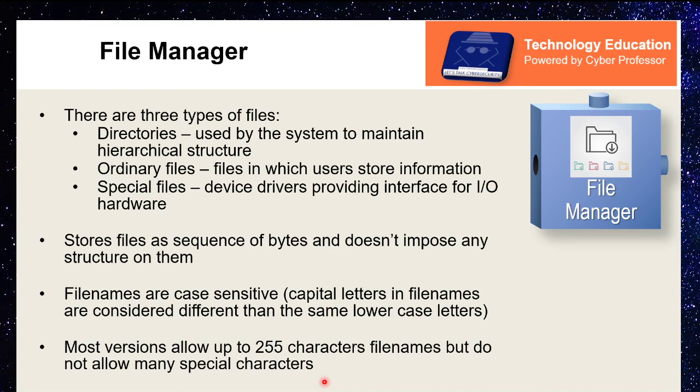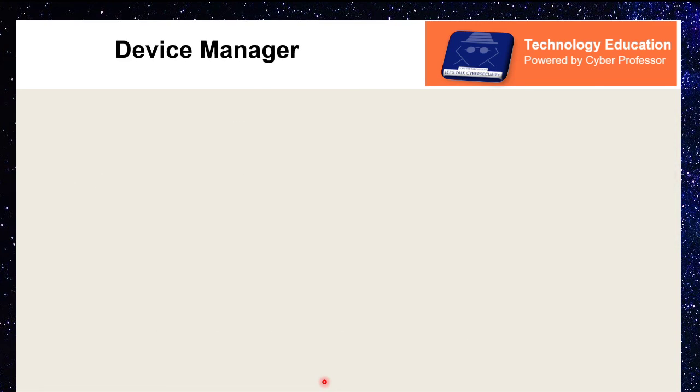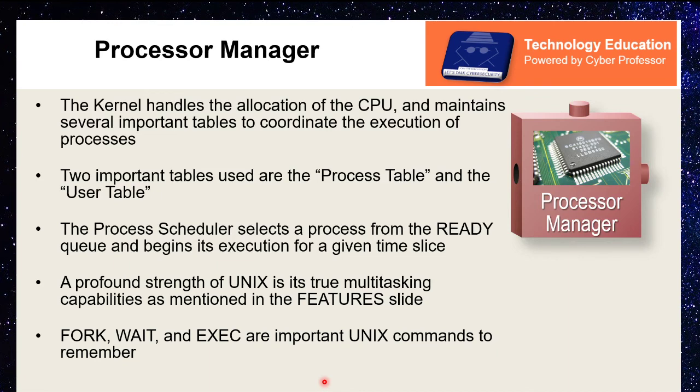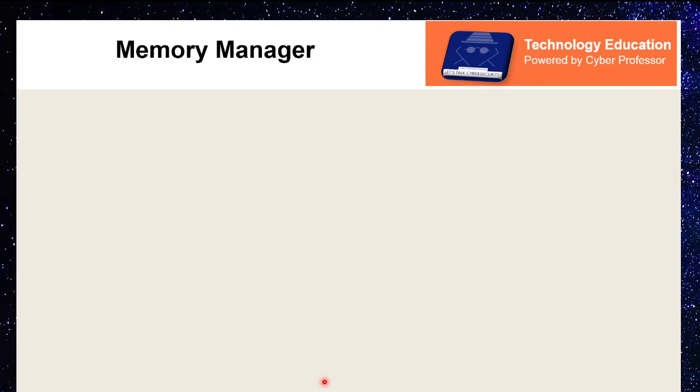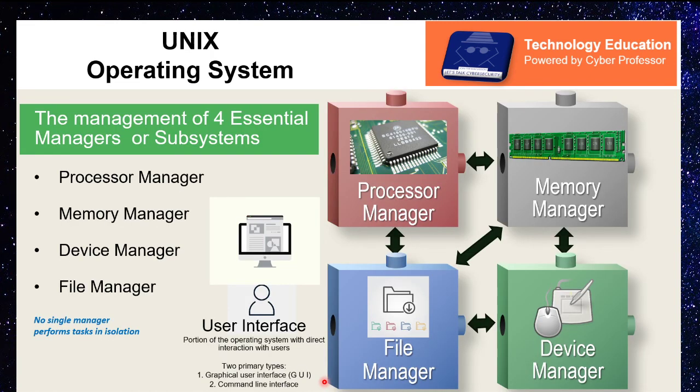With this, we conclude a quick summary of the UNIX operating system, mapping our discussion against the 4 different subsystems that we have been reviewing throughout this course: the file manager, the device manager, the processor manager, and the memory manager as the 4 important components of any operating system.